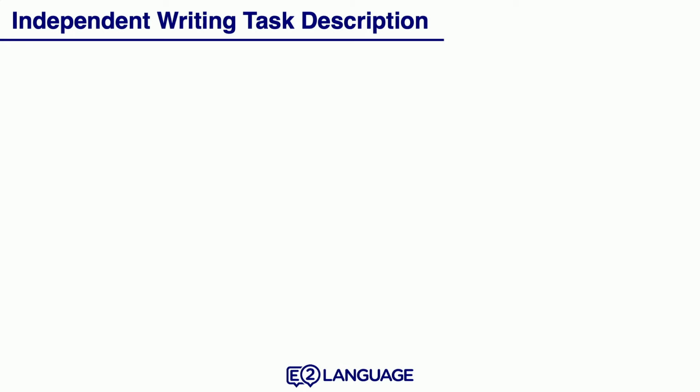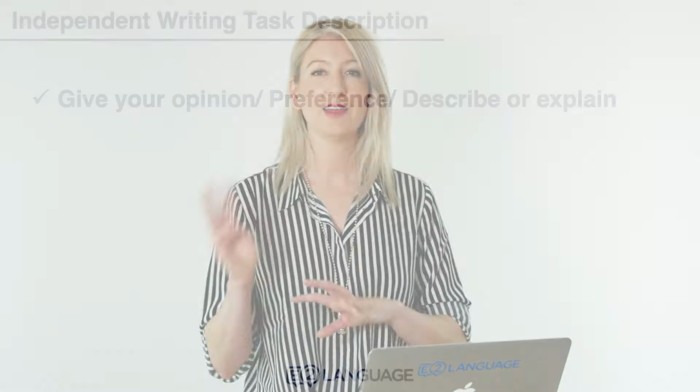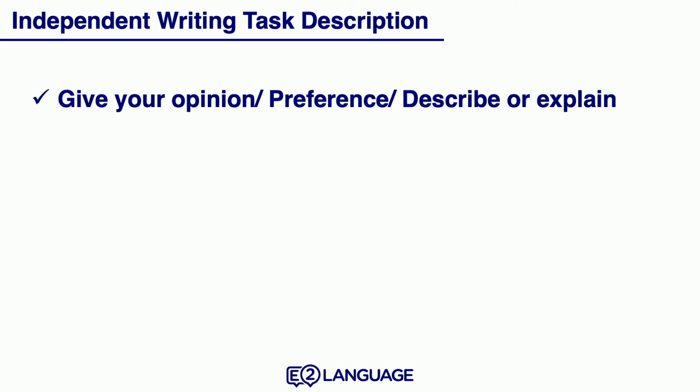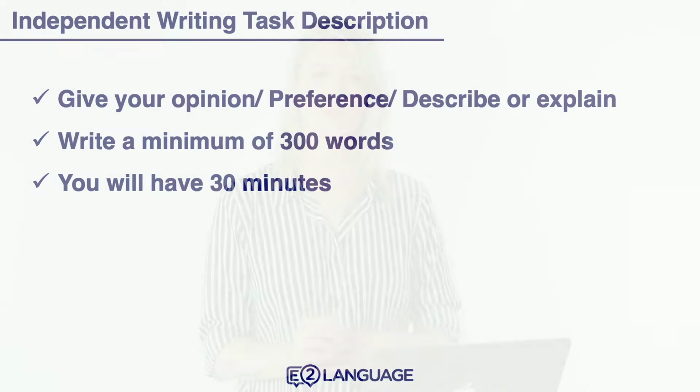So let's start with the basics. What do you have to do in the independent writing task? And there are basically three things. You'll be asked either to give your opinion, express a preference, or describe or explain something. Now, of these three options, by far the most common one is the first one, give your opinion. You always need to write a minimum of 300 words in response to the prompt, and you have 30 minutes to do that.